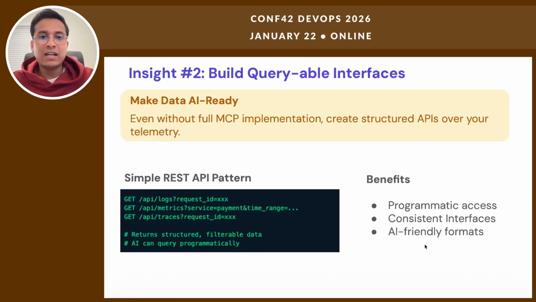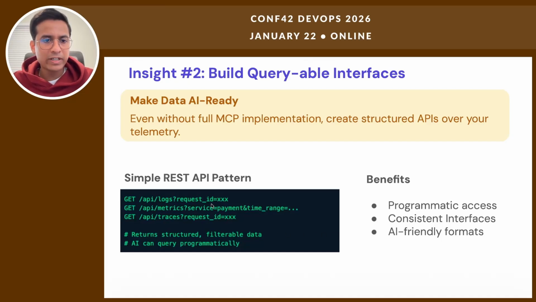The second insight is that it's very essential to make sure our data is queryable and we can draw insights from it. So make the data AI ready. Even without the full implementation, create structured APIs over all of your telemetry, the thing that we saw previously, based on request IDs and timestamp filtering. Create the APIs and integrate them with your dashboards wherever you view your telemetry, whether it be Grafana, Zipkin, Kibana, anything. So what are the benefits? Programmatic access, consistent interfaces, and AI friendly formats.